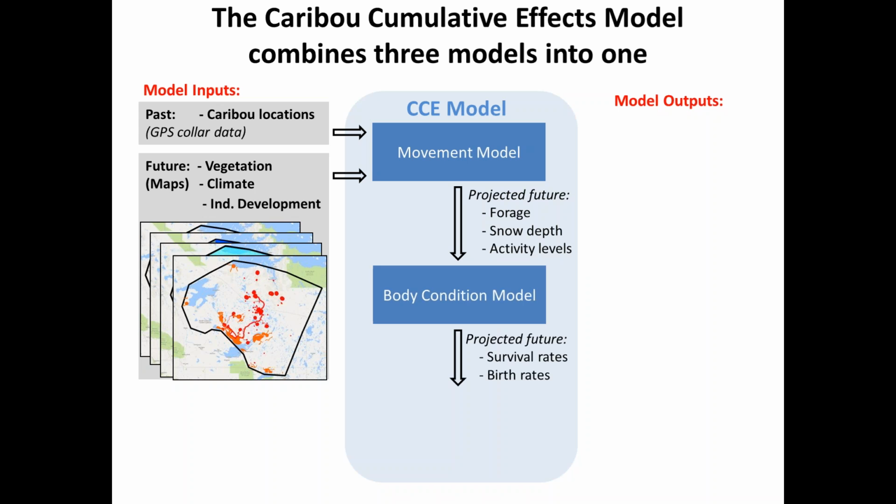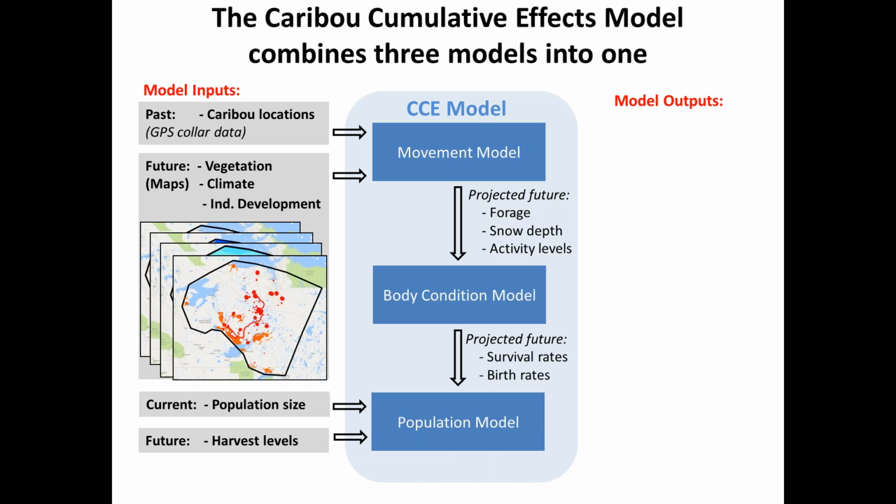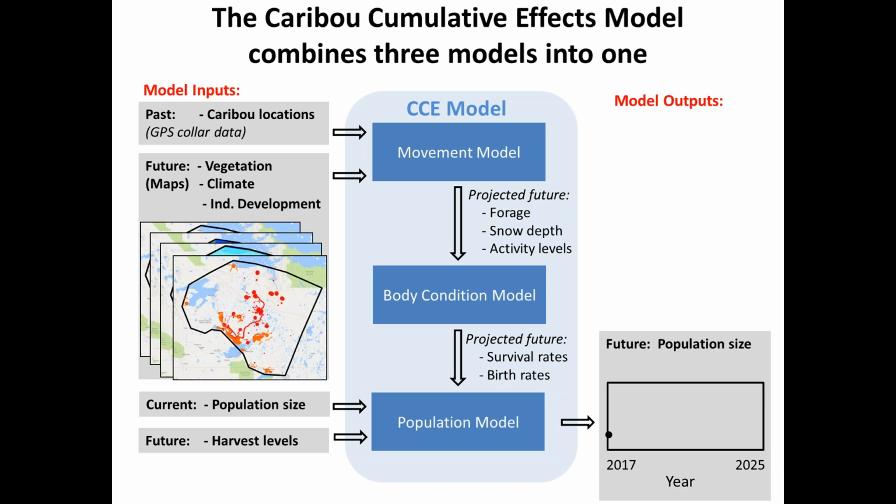These values are then inputs to the body condition model, which in turn projects future survival and birth rates, which then become inputs to the third model, which we call the population model. The population model also requires the current population size of a particular caribou herd, as well as planned future harvest levels. And once we've run all of these inputs through the Caribou Cumulative Effects Model, we can then produce future projections of population size.